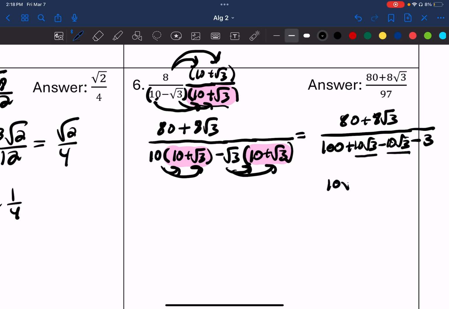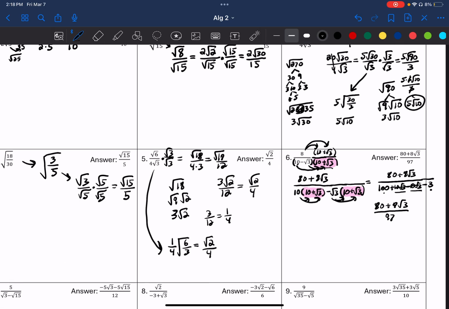But again, if we had 10x minus 10x, you would say that's 0 right away. Well, it's no different if it's a radical, right? 10 root 3 minus 10 root 3, 0. Cancel each other out. So we have 80 plus 8 root 3 over what's left in the denominator, 100 minus 3. So 100 minus 3 is 97. Great.